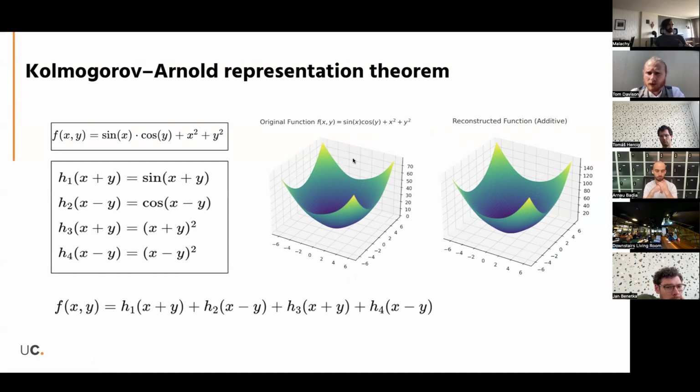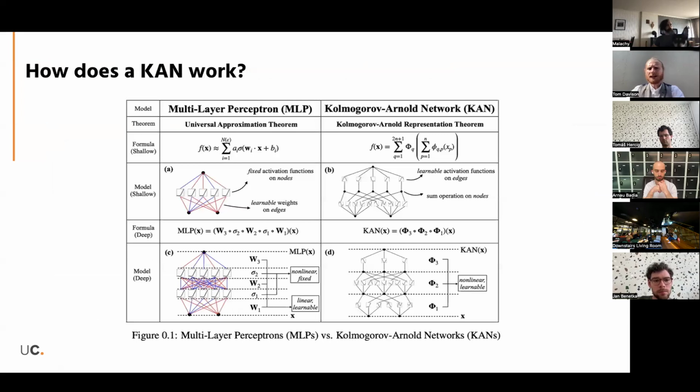And what Kolmogorov and Arnold were able to show is that actually any complex function could be represented by a series of simpler additive functions. So this is really, really cool. So how does it apply to MLP? What's actually the use here?